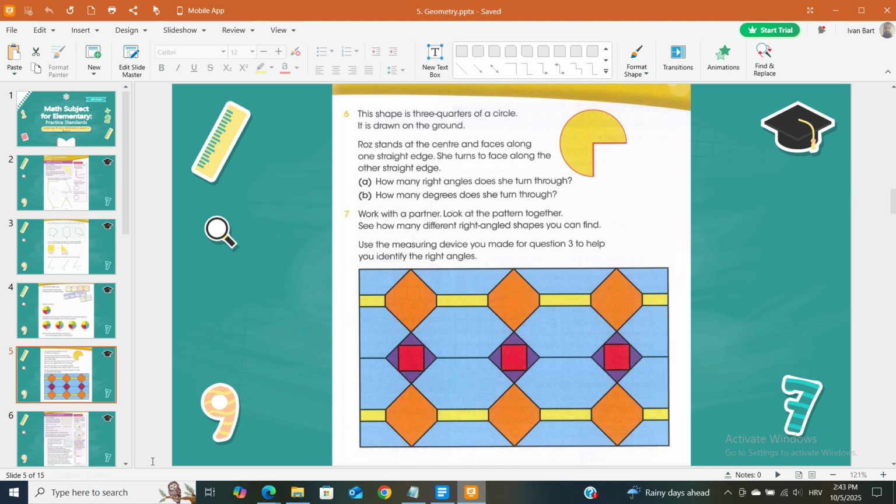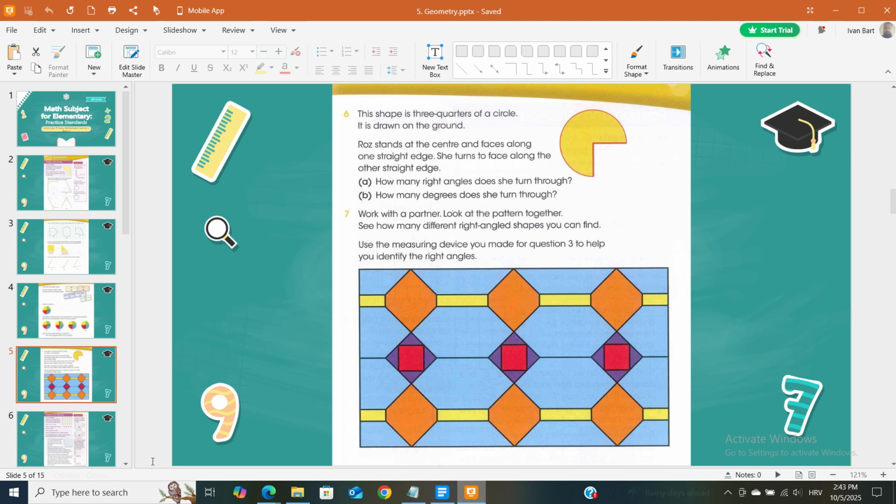6. This shape is 3/4 of a circle. It is drawn on the ground. Roz stands at the center and faces along one straight edge. She turns to face along the other straight edge. A. How many right angles does she turn through? B. How many degrees does she turn through?